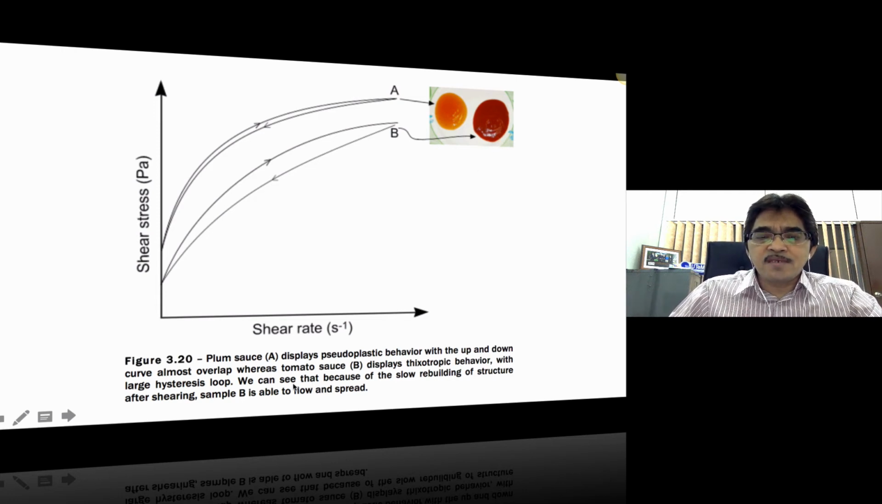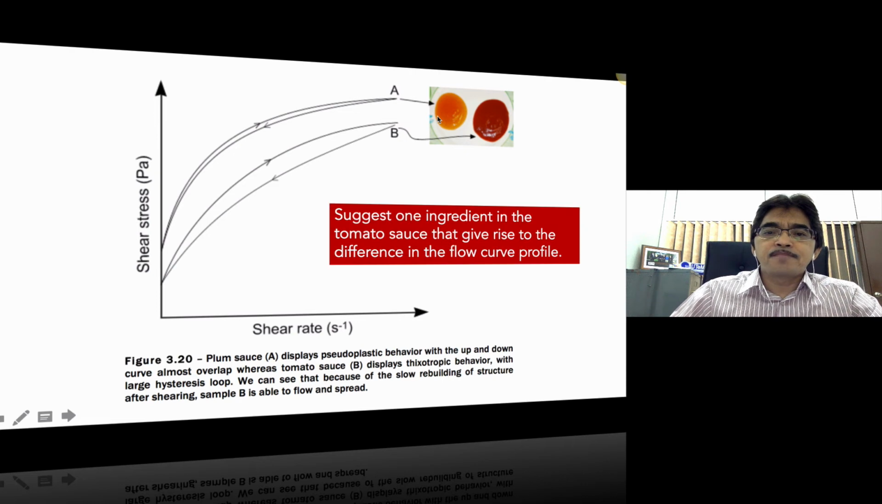So you can see that because of the slow rebuilding of the structure after shearing, sample B shows a slow rebuilding of the structure, and therefore it will have time to flow and spread more compared to sample A.